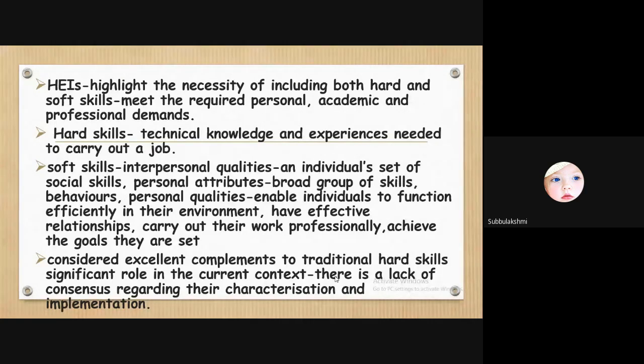Team building skill is considered an excellent complement to traditional hard skills, and this plays a significant role in the current day scenario because there is a terrible lack of consensus. If you find many students, though they possess hard skills, they terribly lack soft skills. They go for exclusive training after they complete their studies. But we can make the students understand that such training is not essential if they actively participate in the classroom. This we need to make them understand.